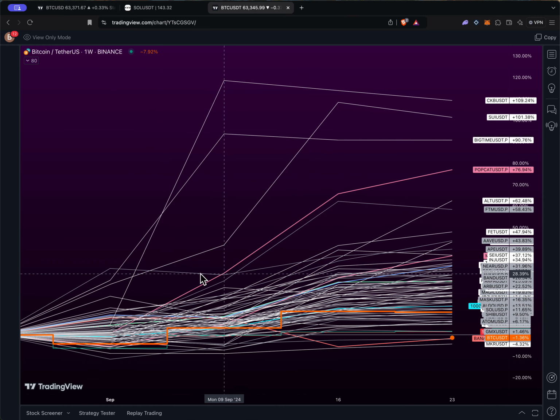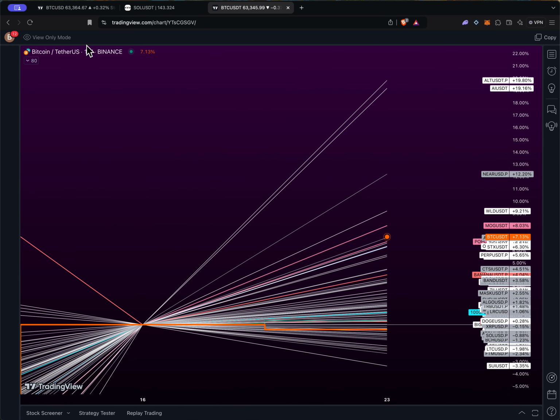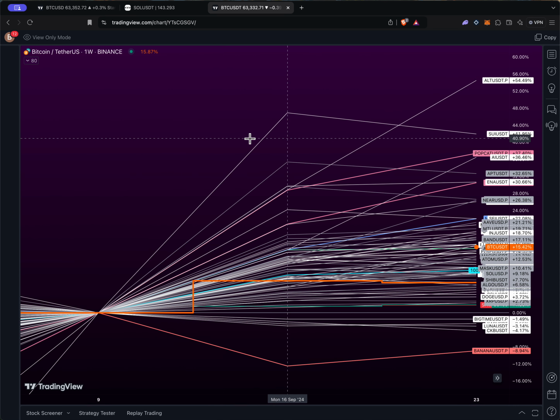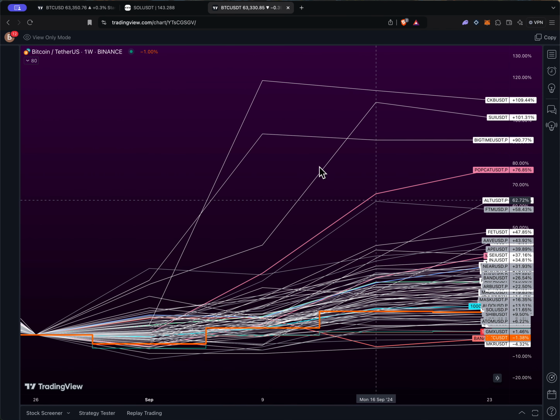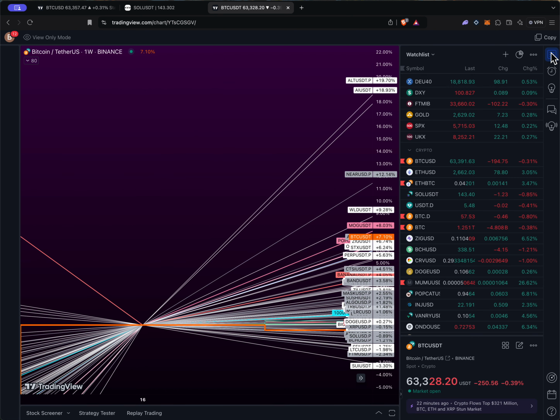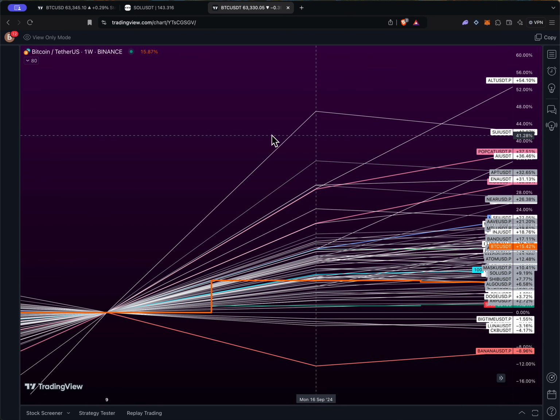But if I zoom in, why is it working like this now? It's a very big time frame and I don't understand why, but let me see if I can do something about it. No, it just switched, okay.